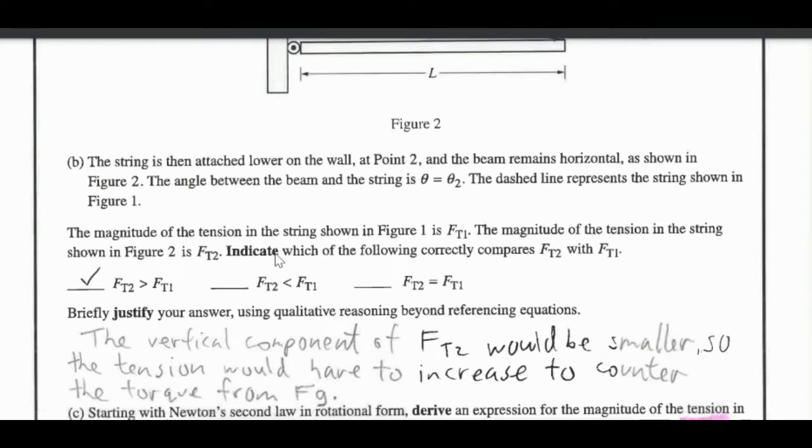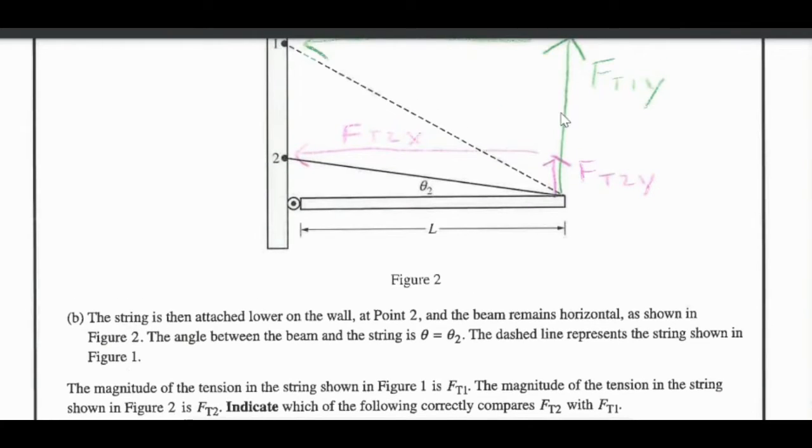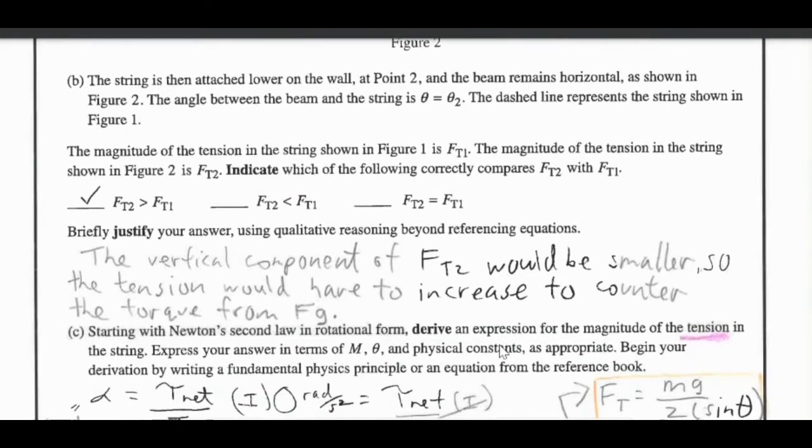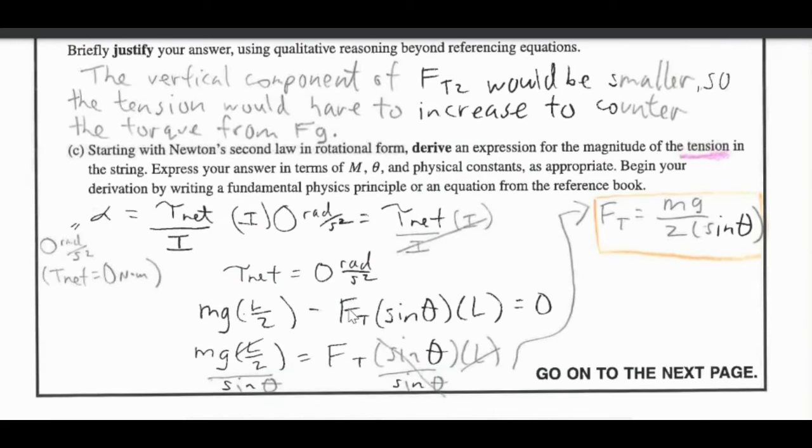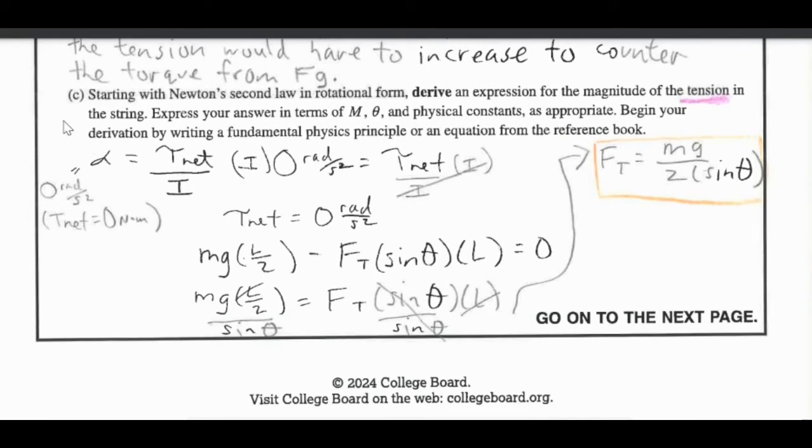The magnitude of the tension in the string shown in figure 1 is Ft1. The magnitude of the tension in the string shown in figure 2 is Ft2. Indicate which of the following correctly compares Ft2 and Ft1. So Ft2 is definitely much bigger, and the reason is that it had that much smaller vertical component due to its angle. The actual value of Ft has to be much higher. So I wrote the vertical component of Ft2 would be smaller, so the tension would have to increase to counter the torque from Fg.